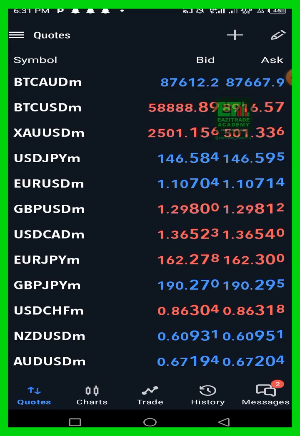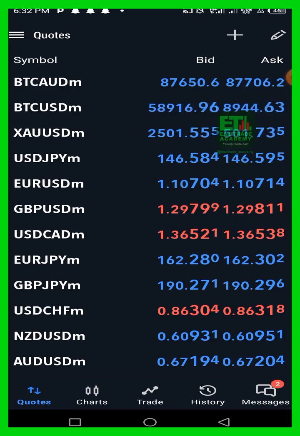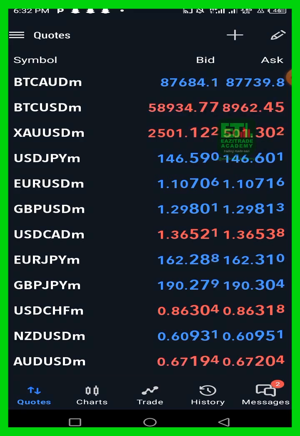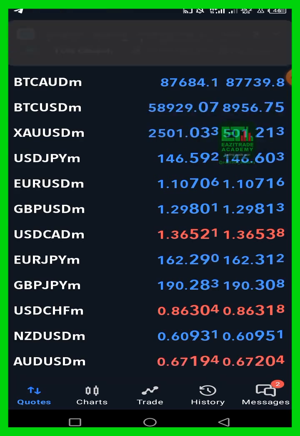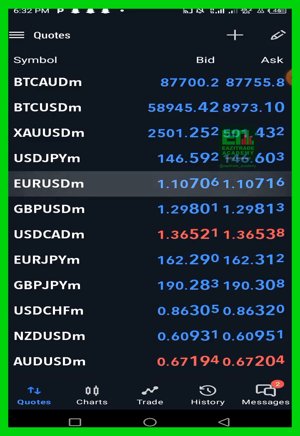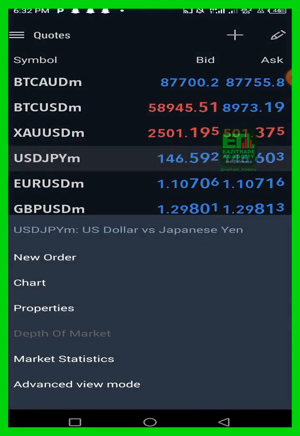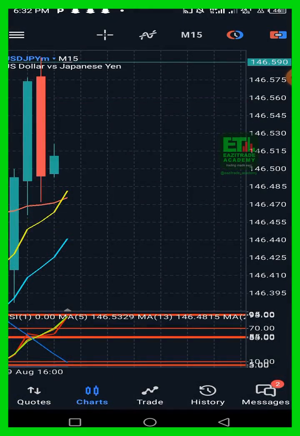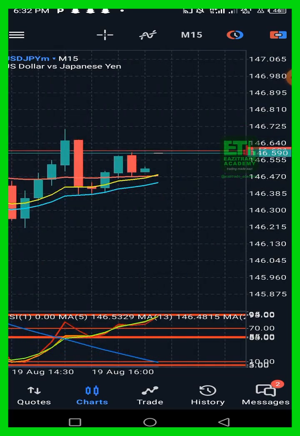So now let's take a dive into our first trade. The first thing to take note of is the direction of the market. We'll be looking at USD JPY, so we'll come to our charts and look at the direction of USD JPY.